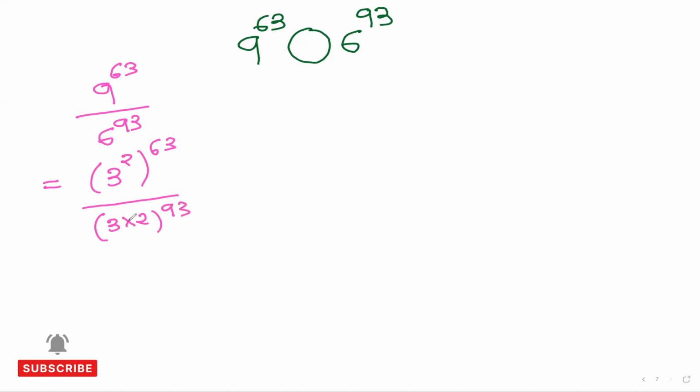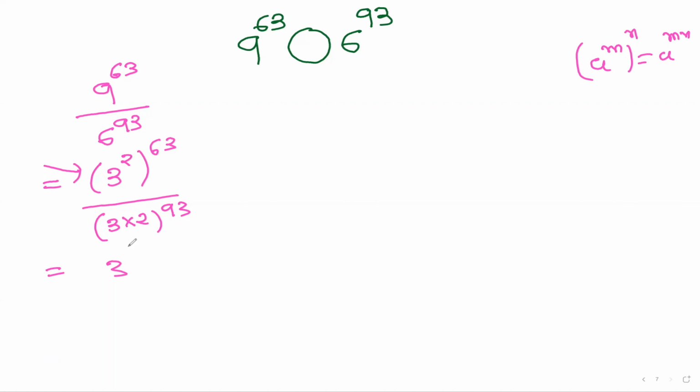Now we do know there is a rule. Let us say if there is a power m and another power n, then I can multiply the powers as power m times n. So because of that, I can do this as 3 power 63 times 2, which is 126.